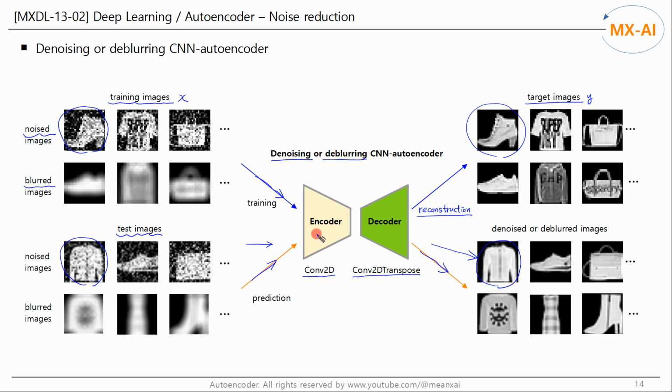Dimensionality reduction models only use the encoder during the prediction process, while noise reduction models use both the encoder and decoder.